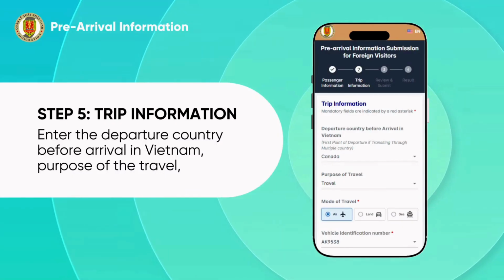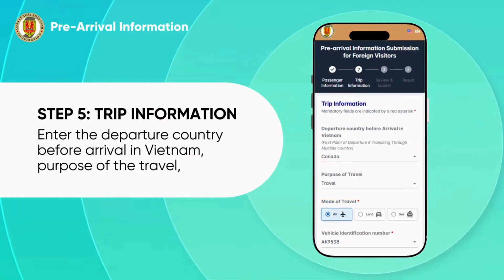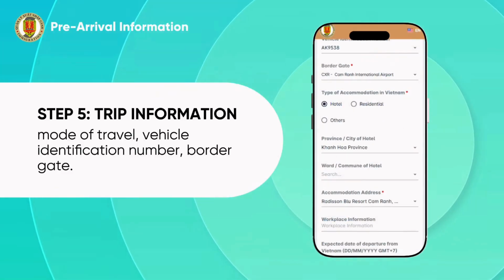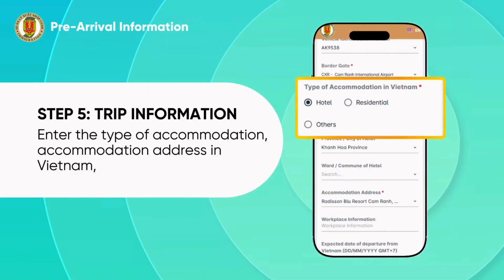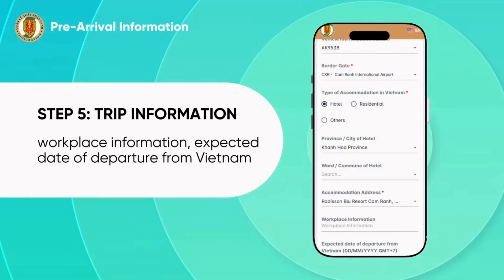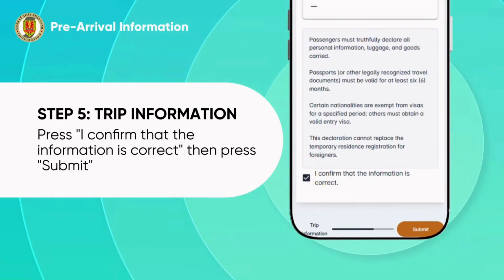Enter trip information. Enter the departure country before arrival in Vietnam, purpose of the travel, mode of travel, vehicle identification number, border gate. Enter the type of accommodation address in Vietnam, workplace information, expected date of departure from Vietnam. Press I confirm that the information is correct.